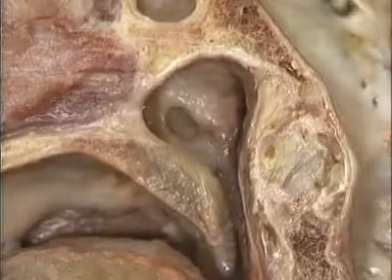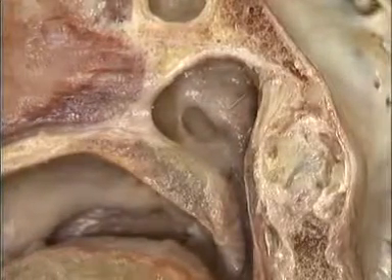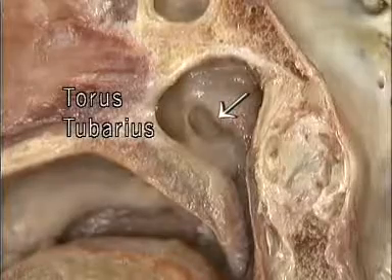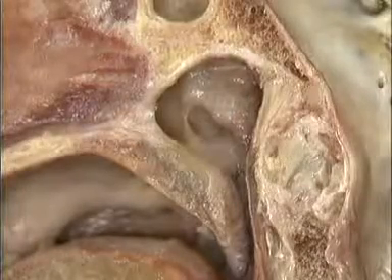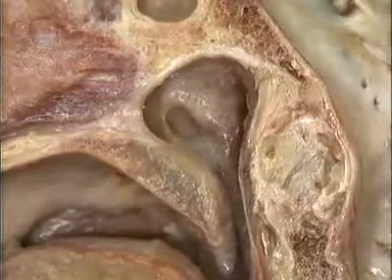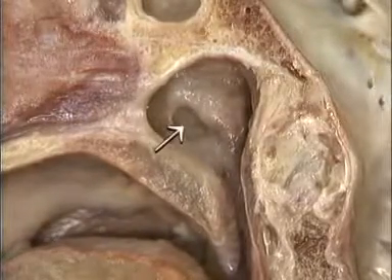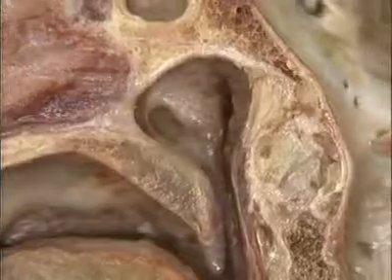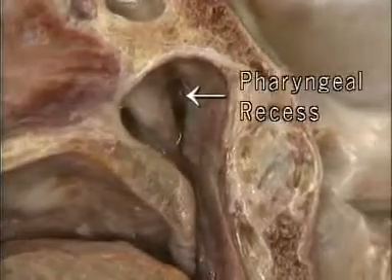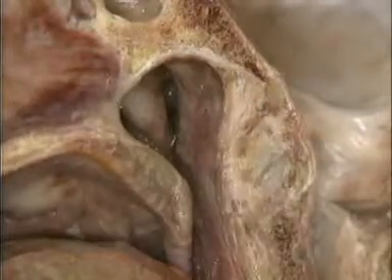In the mucosa of the lateral wall of the nasopharynx, there's a pronounced inward fold called the torus tubarius. It's produced by the inward projection of the cartilage of the auditory tube. The mucosal opening of the tube is here. Behind the torus tubarius is a deep recess, the pharyngeal recess.